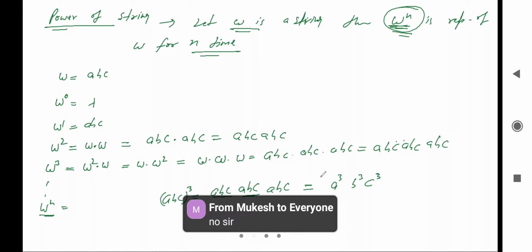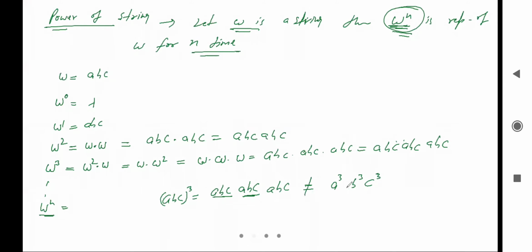No, they both are not equal. Why? Because a power 3 means repeat a 3 times, so aaa. b power 3 means repeat b 3 times, so bbb. c power 3 means repeat c 3 times, so ccc. So finally they both are not equal. abc power 3 is not equal to a power 3, b power 3 and c power 3 individually.